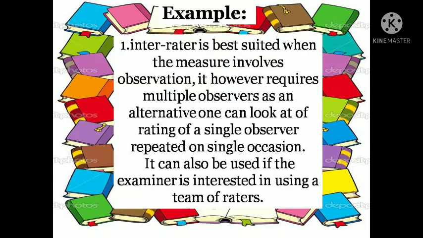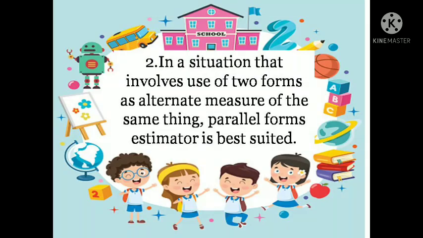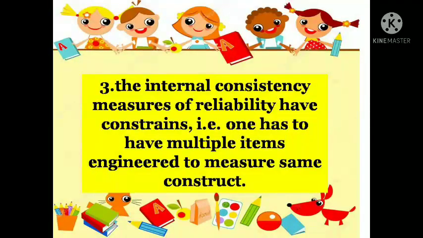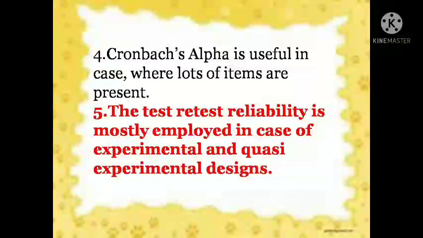Number 2. In a situation that involves the use of two forms as alternate measures of the same thing, the parallel forms estimator is best suited. 3. The internal consistency measures of reliability have constraints, that is, one has to have multiple items engineered to measure the same construct. 4. Cronbach's alpha is useful in cases where lots of items are present.